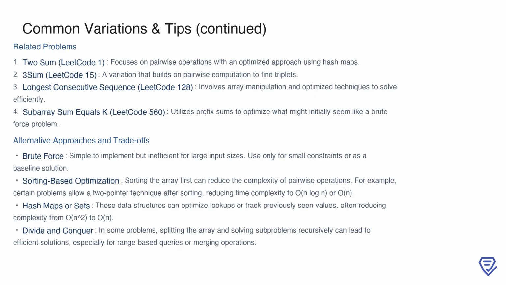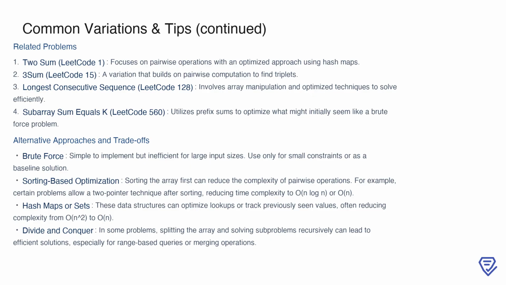For example, the two-sum problem on LeetCode focuses on pairwise operations and introduces hash maps for optimization. The three-sum problem builds on this by finding triplets instead of pairs, adding another layer of complexity. Longest consecutive sequence is another great example where array manipulation and efficient techniques are key. Additionally, subarray sum equals k demonstrates how prefix sums can optimize what initially appears to be a brute force problem.